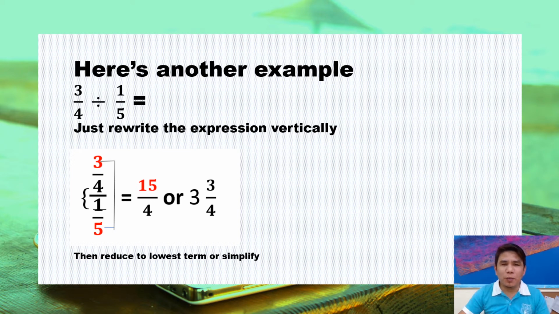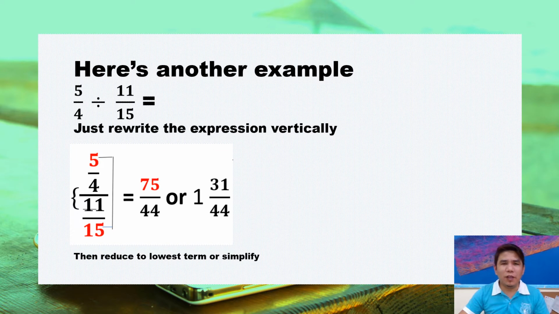Now 15 over 4 is an improper fraction, so sometimes we are told to simplify our answer, and what we usually do is write it in mixed fraction or mixed number. So how many 4s are there in 15? There are 3 4s, and there is a remainder of 3, then copy the denominator. The final answer is 3 and 3/4.